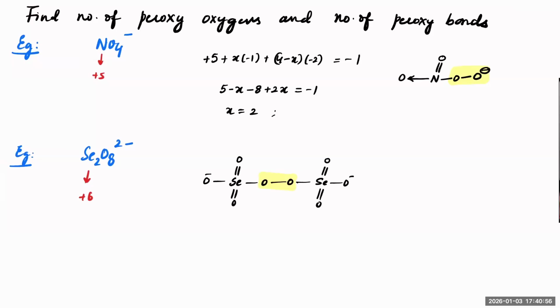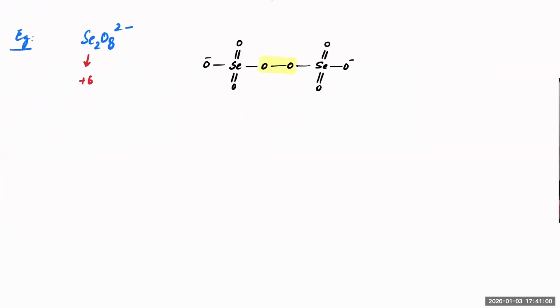Now, this is the second part of it, which we need to know. Next one is about identifying the oxidation number in organic compounds. Oxidation states in organic compounds.